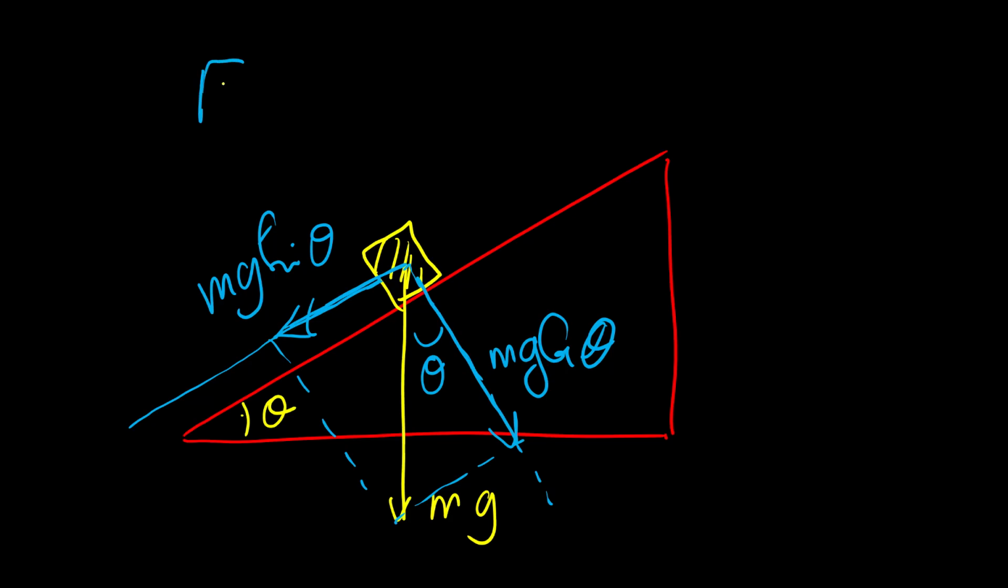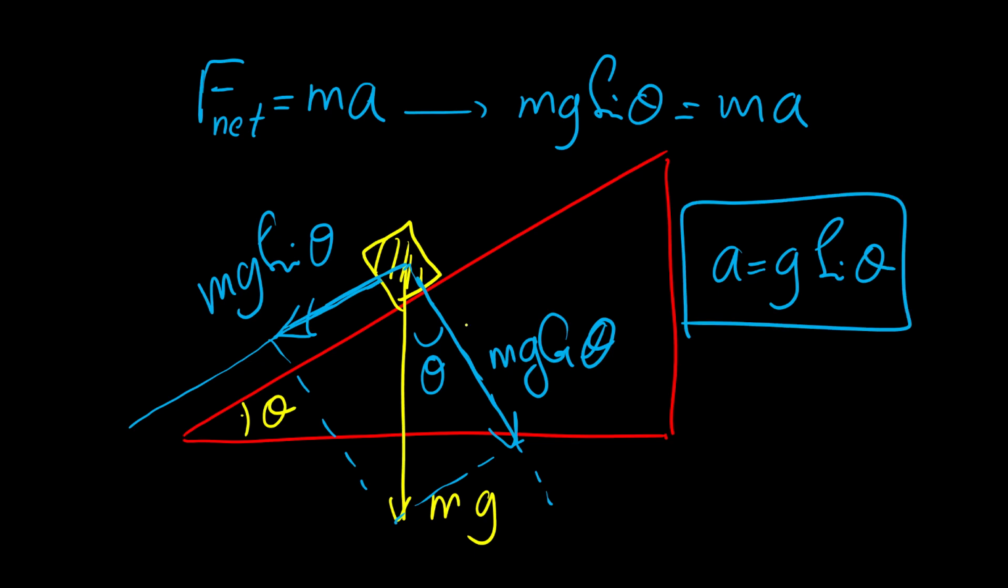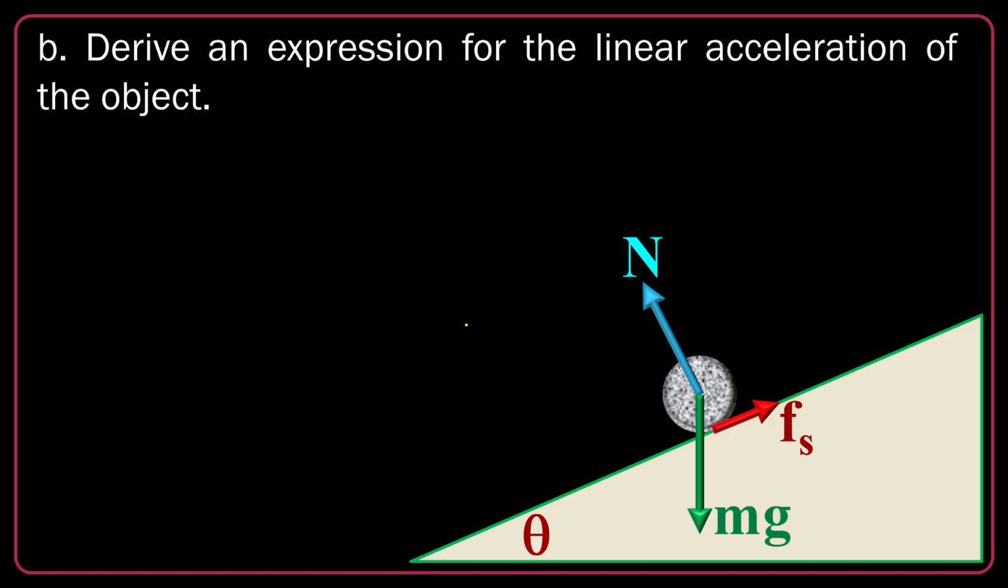We have no friction, so forget about it. Then we can use F net equals ma. This is Newton's second law. Then mg sine theta equals ma, and then the acceleration is g sine theta. This is from previous lessons we already had in dynamics. Can we use it for a rolling object? Not exactly. We should have some additional terms.